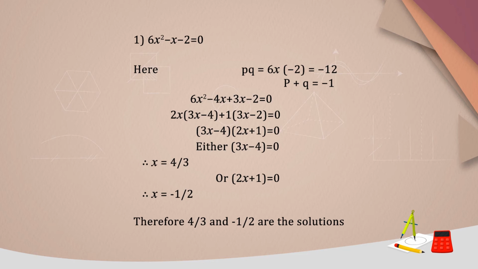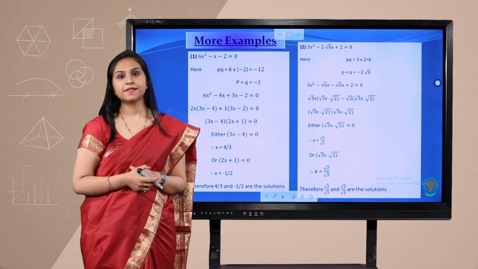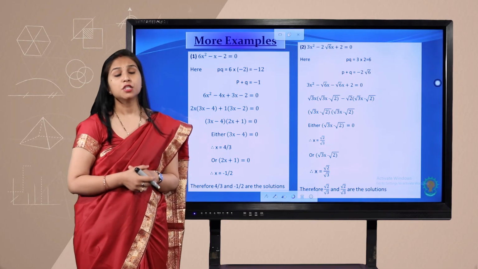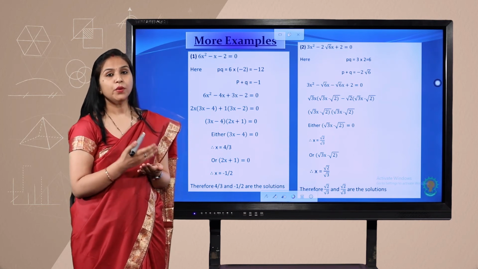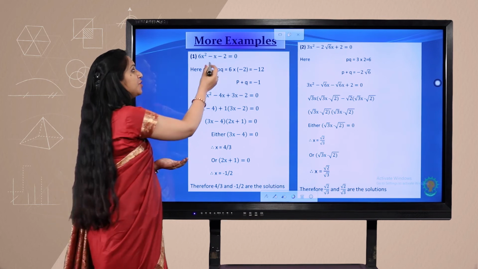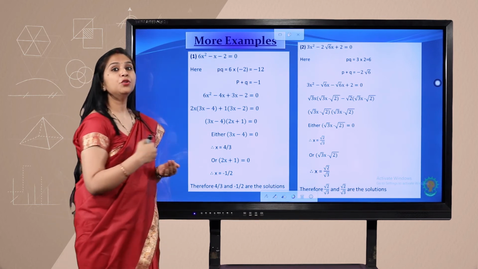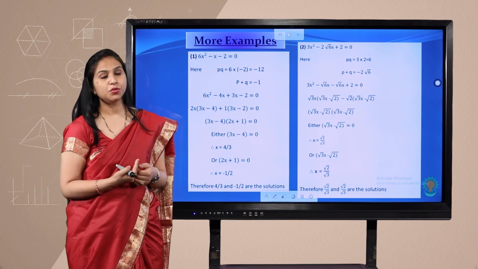So, here the coefficient of x square is 6 and the constant term is minus 2. Product of 6 and 2 gives you 12. So, now you have to think of two numbers so that when you add them you will get your middle term, and when you multiply you should get 12.